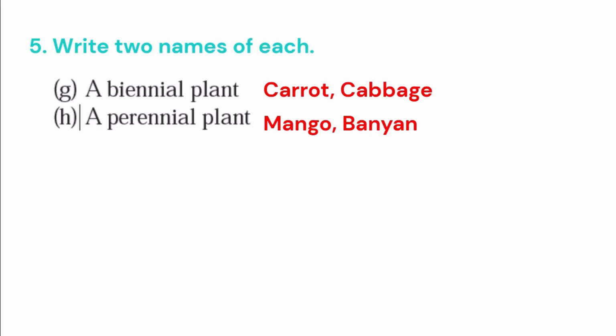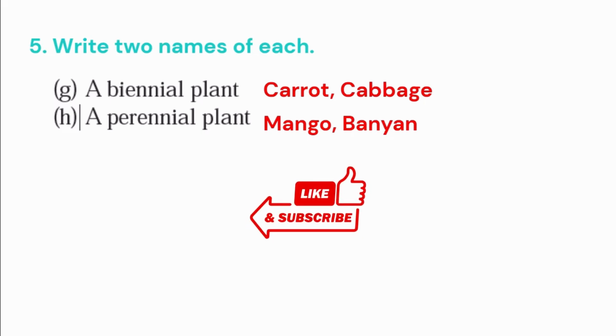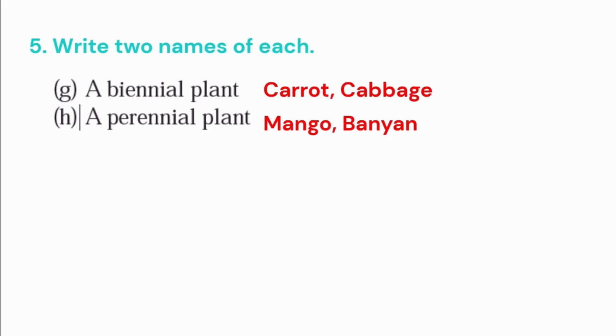Last one, the perennial plant. Perennial means the plants grow for many years. For that, the examples are mango and banyan.